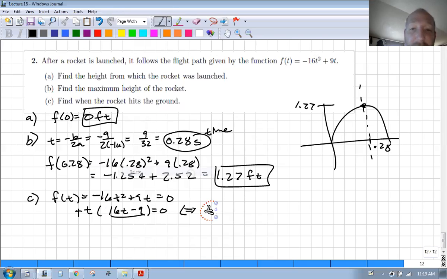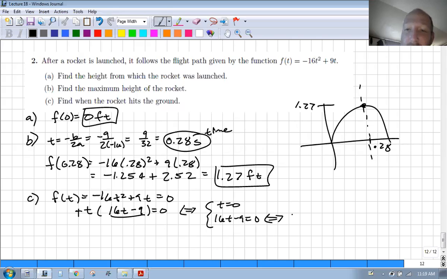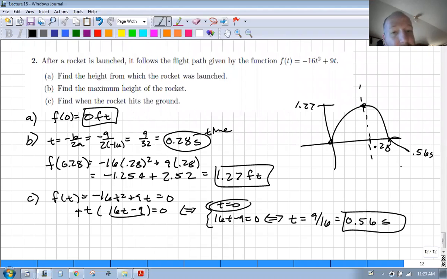We just set both of our factors equal to 0. So either t is 0 or 16t minus 9 is 0. This one says t is 9 over 16, which is 9 divided by 16, 0.56. So the rocket hits the ground not at time 0, that's when it's launched. It hits the ground at 0.56 seconds. We found that by setting it equal to 0 and solving for t.